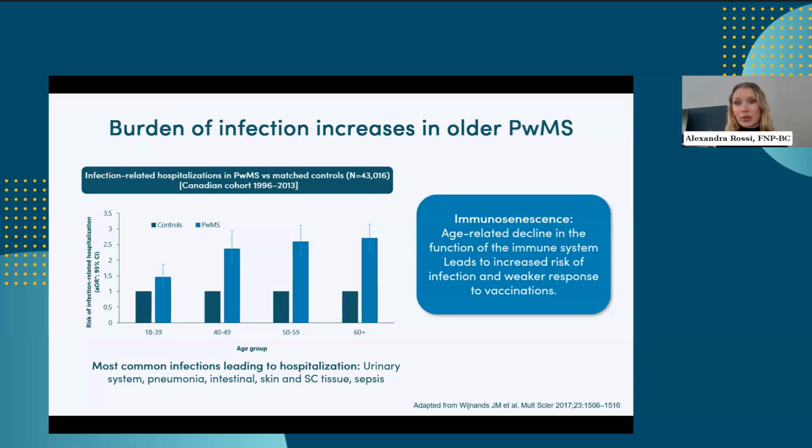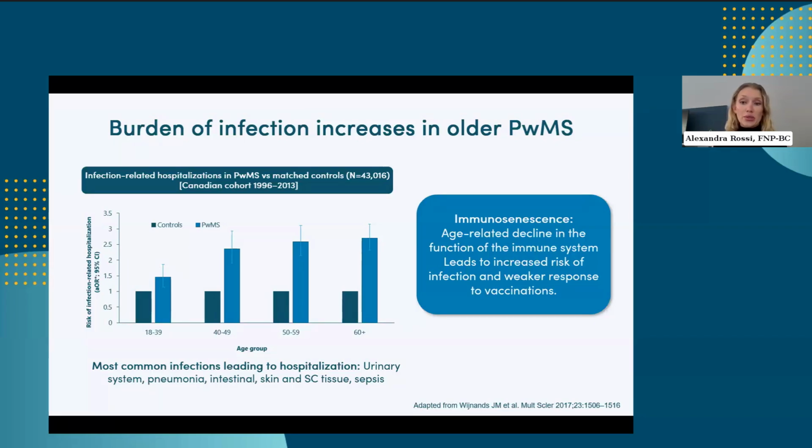And why is this? This happens because of this very fancy word that you can now use to impress your colleagues called immunosenescence. So this is, very simply put, an age-related decline in the function of the immune system. This happens to patients both with MS and patients without. This happens to the general population.